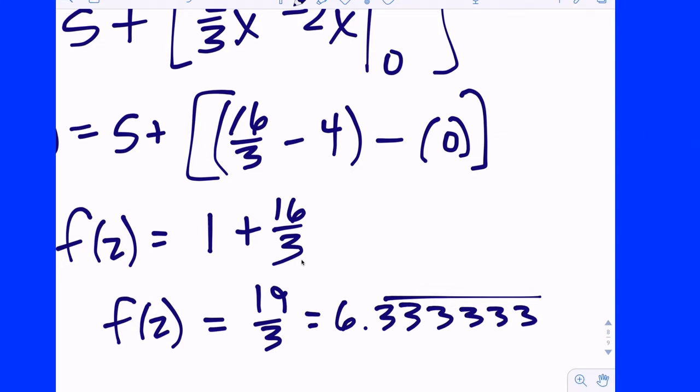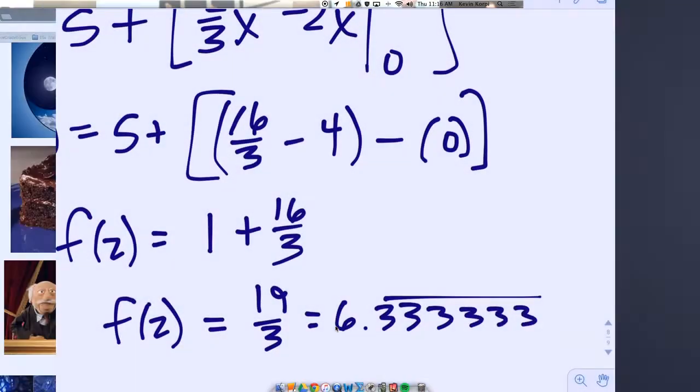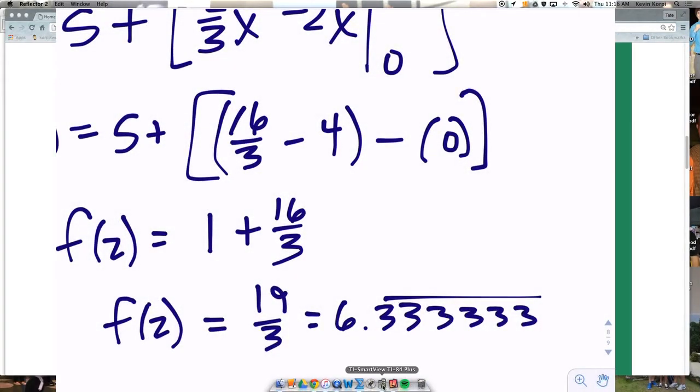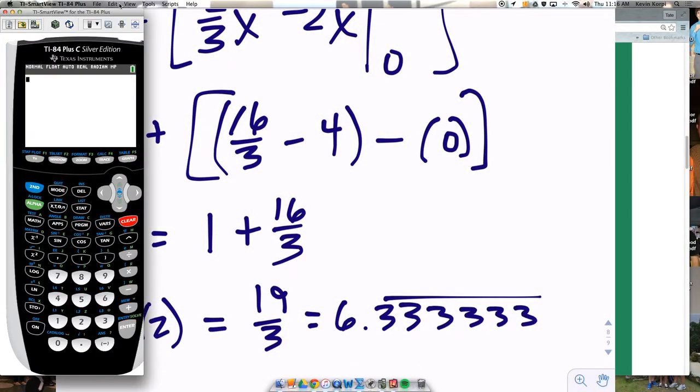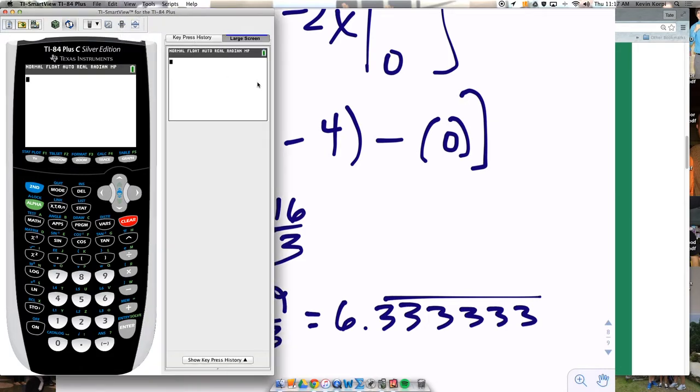Pretty cool, huh? Pretty darn cool. I think so. Let's see if the calculator knows how to do that. So here's again the advantage of being able to express it as a definite integral. You don't need to be able to find the antiderivative if it's a calculator question.